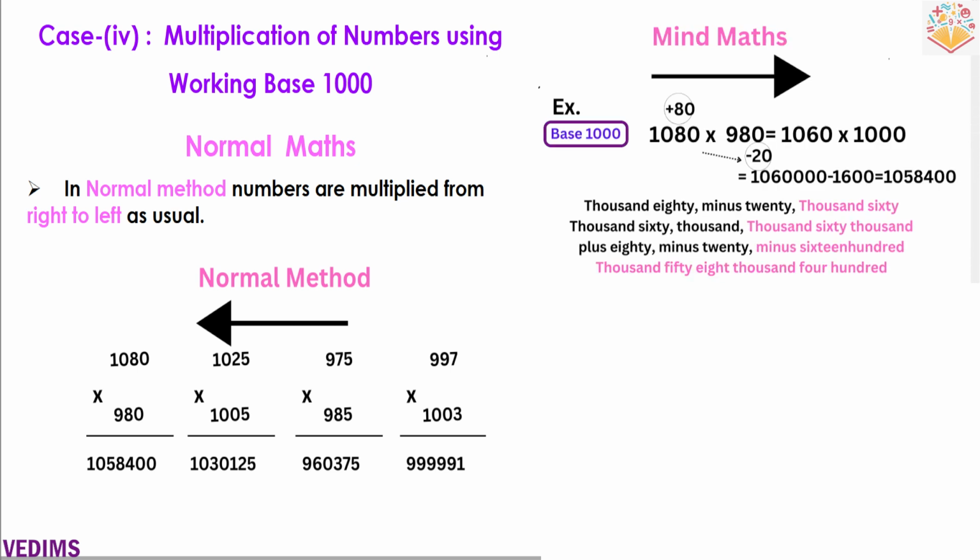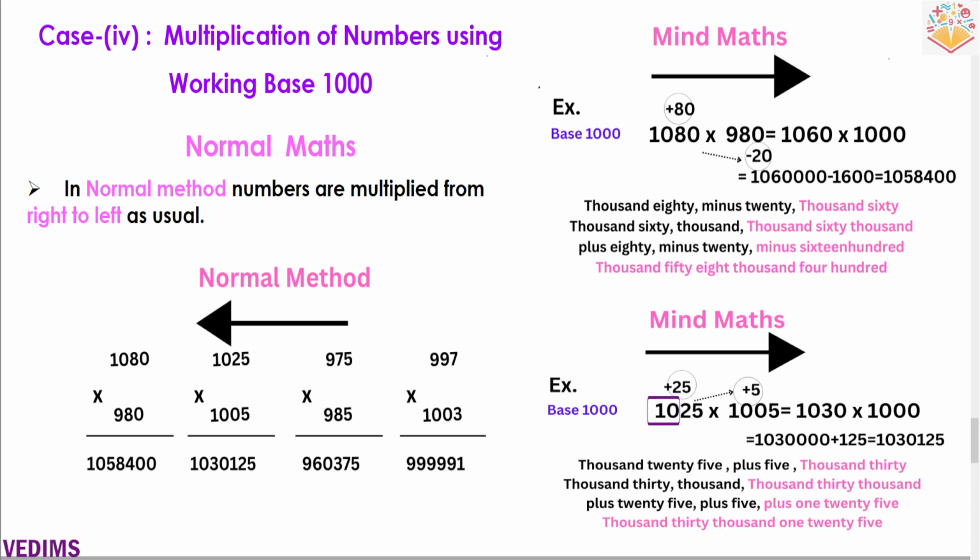Base is 1000 this time. 1080 into 980. 1080 is above 1000 by 80. 980 is below 1000 by 20. Deficit number is minus 20. Exceeding number is plus 80. Cross add. You get 1060 into 1000 will be 1060,000. Then exceeding number and deficit numbers are multiplied. You get 80 into 20 is 1600. 1060,000 minus 1600, you get 1058400.